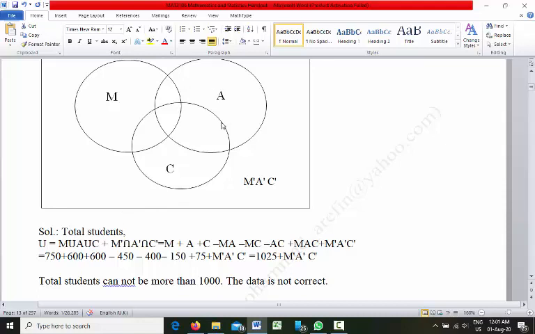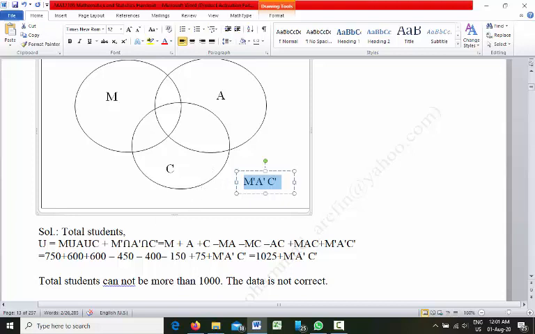So what's the formula for this? First of all, we need to get the union set, that means the total area covered by all these 3 circles, M union A union C. That is the total area covered by the 3 circles, plus the outside portion, that is M prime, A prime and C prime.